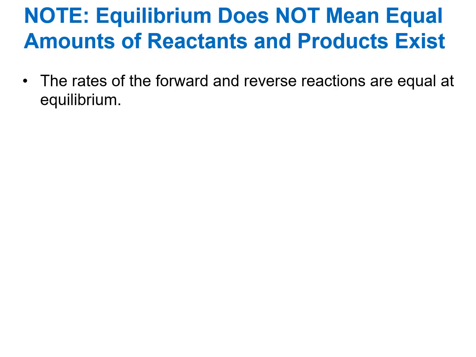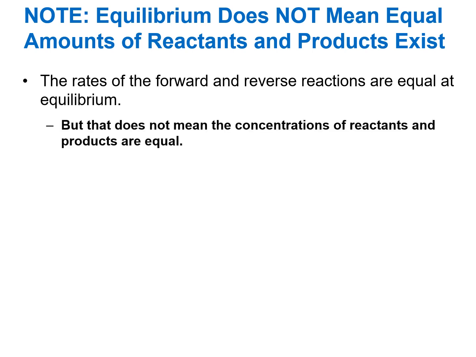So as I've said several times, equilibrium does not mean that equal amounts of reactants and products exist. It just means that the rate of the forward reaction is equal to the rate of the reverse reaction. That's an important concept to get into your heads.